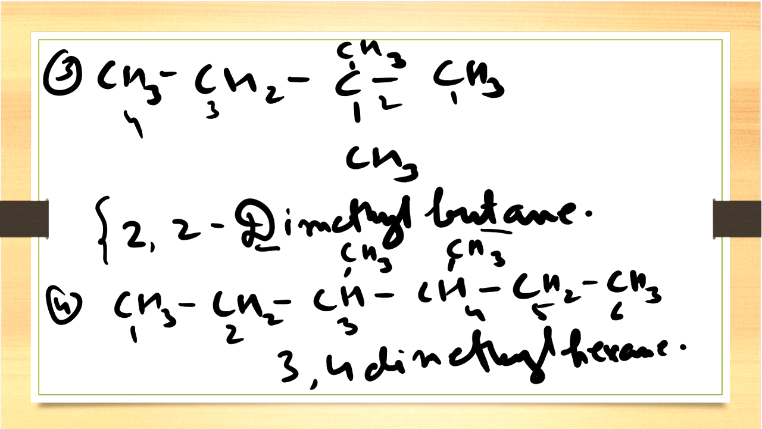Okay. And CH3, CH2, CH, CH2, CH3. Which positions? Third position and fourth position. So 3,4-dimethyl, and the total number of carbons gives hexane.